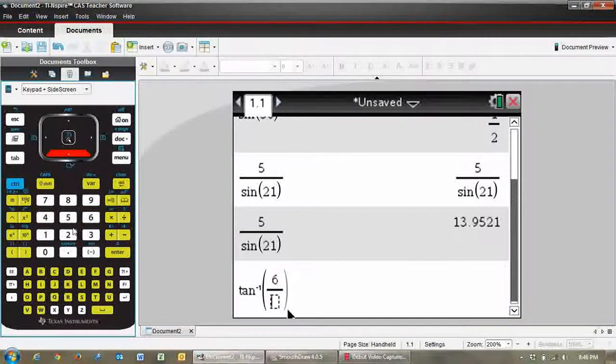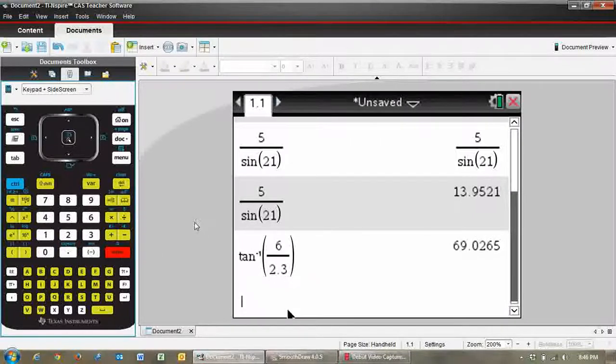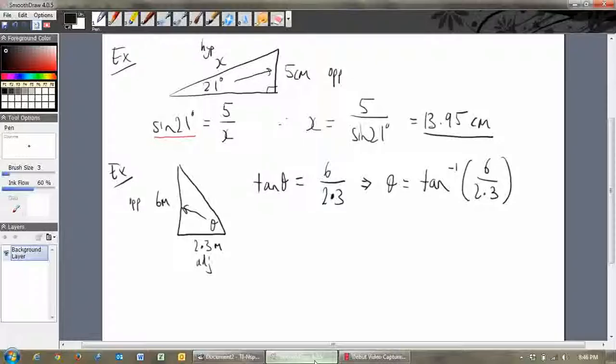So again, put your fraction in there, 6 over 2.3, press enter, and you get 69.03, equals 69.03 degrees, because it's going to give our answer in degrees. Okay, so there's your answer there. So nice and simple. That's basically trig right there.